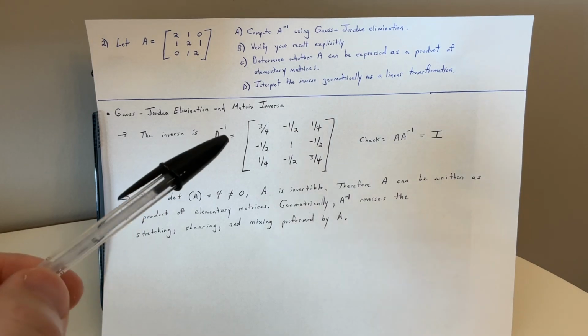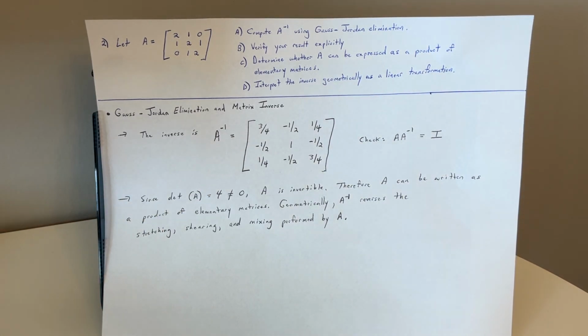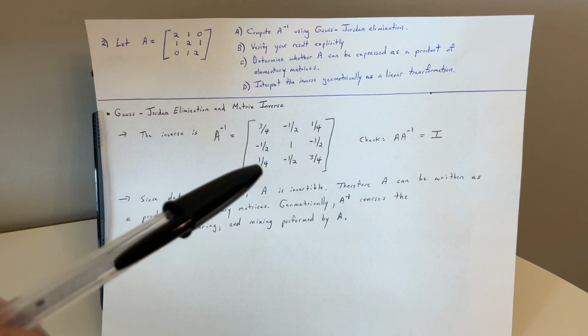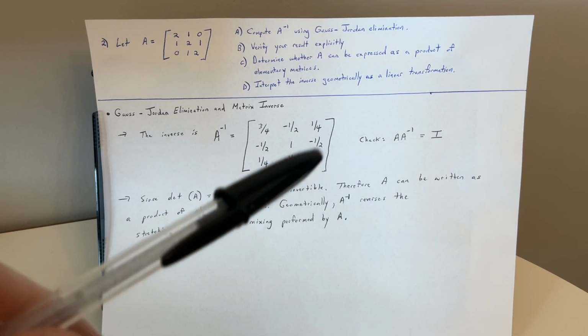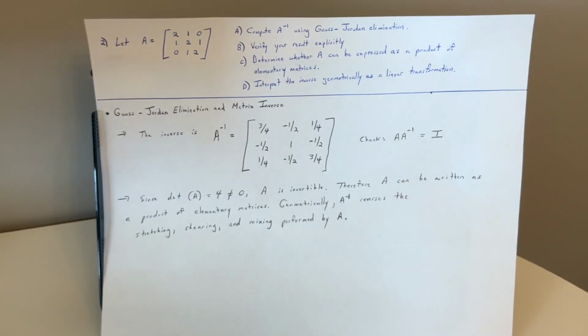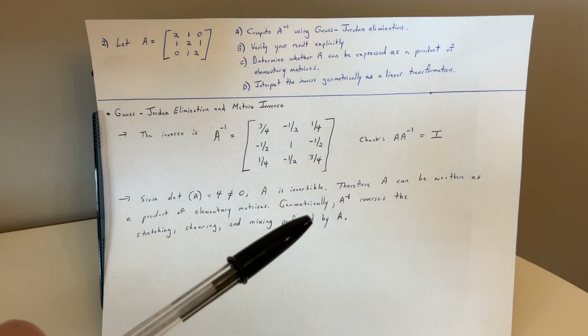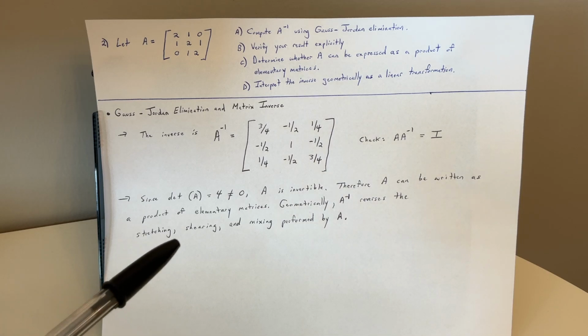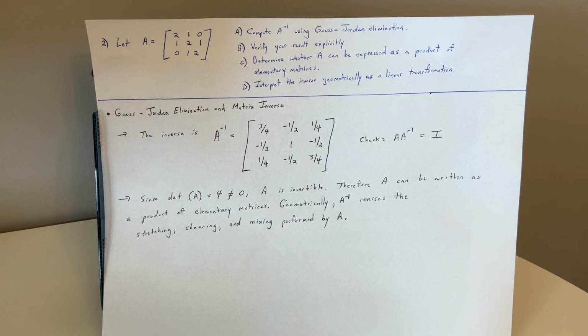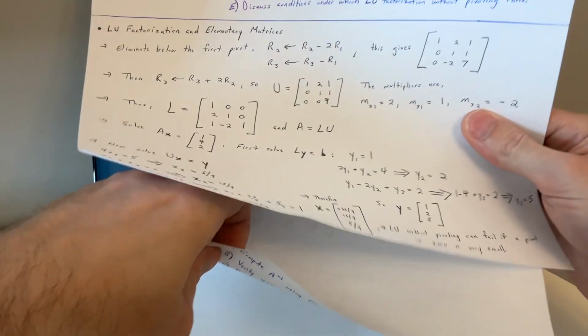The inverse matrix is going to be the following. First row, 3/4, negative 1/2, 1/4. Second row, negative 1/2, 1, negative 1/2. Third row, 1/4, negative 1/2, 3/4. And when we check this, A times A inverse equals I. Since the determinant of A equals 4, and 4 doesn't equal 0, A is invertible. Therefore, A can be written as a product of elementary matrices. Geometrically, the inverse of A reverses the stretching, shearing, and mixing performed by A. So that's number two. Moving along to number three.